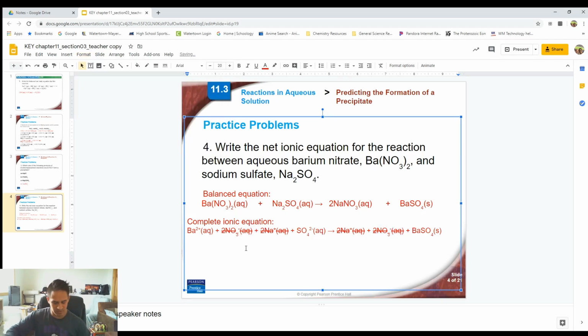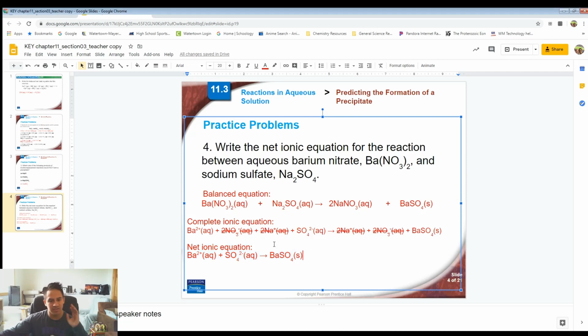All right. So net ionic equation is then going to be the Ba2+ ion, which is aqueous, plus the SO4 2- ion, that is aqueous. And then we have on the product side just the BaSO4, which is a solid. And that is our net ionic equation. That's what they're looking for, is that last part right there.